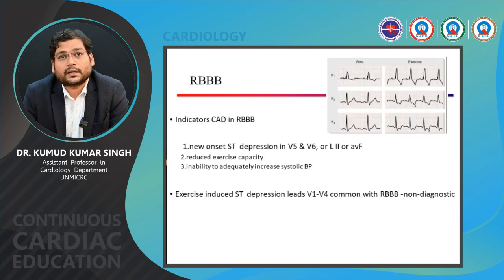Indicators of CAD in right bundle branch block: the new onset ST depression in V5 or V6 or lead 2 or aVF, and reduced exercise capacity or inability to adequately increase systolic BP. The exercise-induced ST depression in leads V1 to V4 is common with RBBB, but that is not diagnostic.